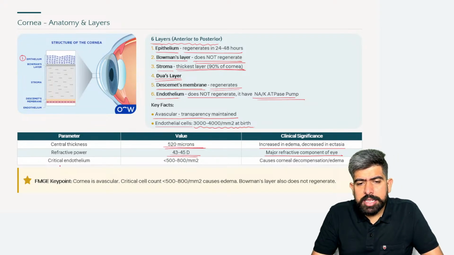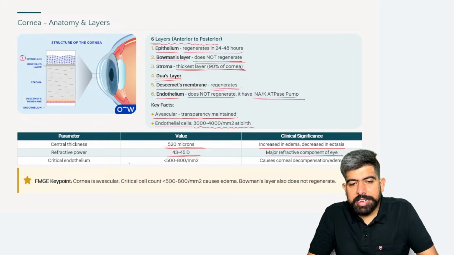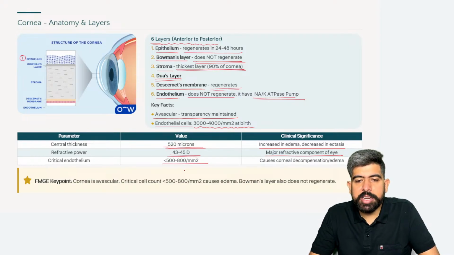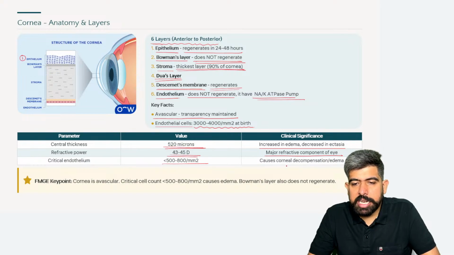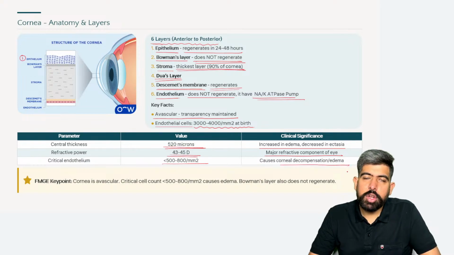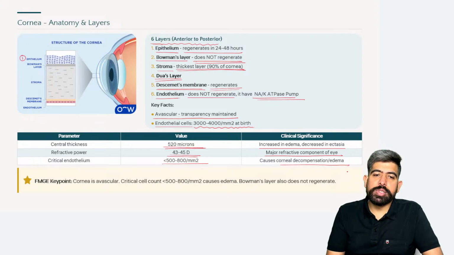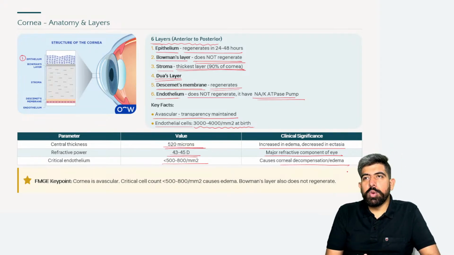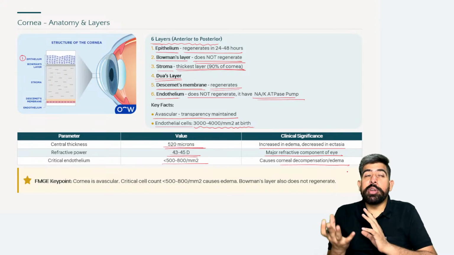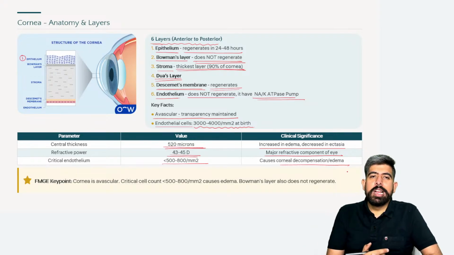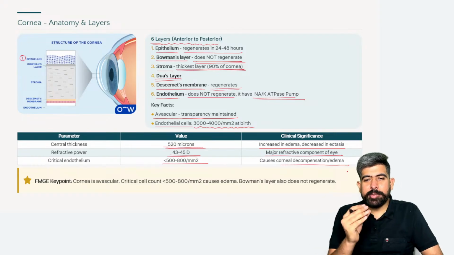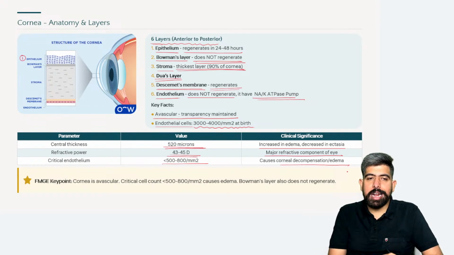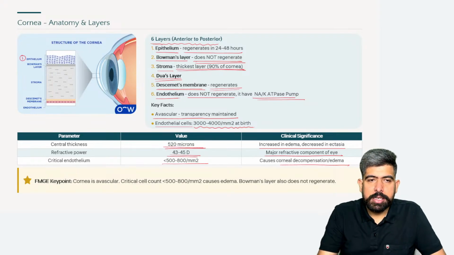Clear? Clinically, if the endothelial cell count is less than 500 to 800 per mm square, this can cause corneal decompensation, and corneal edema will be seen, because there are not enough endothelial cells present. So the nourishment and nutrition of the cornea will not be present, and fluid can accumulate inside the cornea and it can become edematous and opaque also.